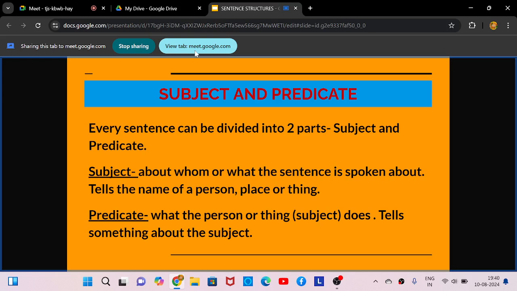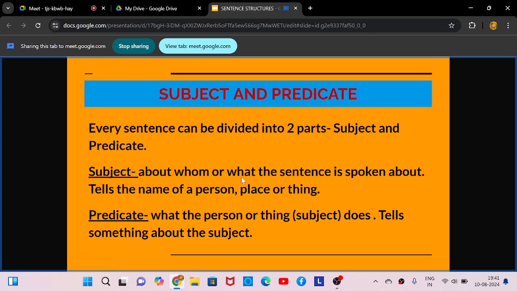So, subject doesn't come alone. It also has a partner with it, that is called predicate. So, what are subject and predicate? Every sentence can be divided into two parts, namely the subject and predicate. Every sentence, any sentence, you can take any sentence in English, it can be divided into two parts, namely the subject and the predicate.